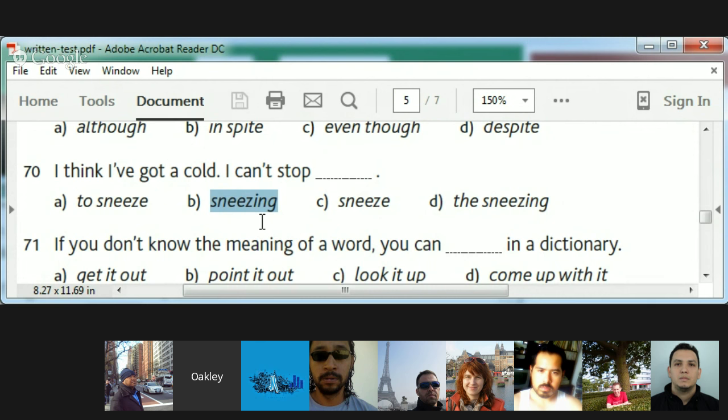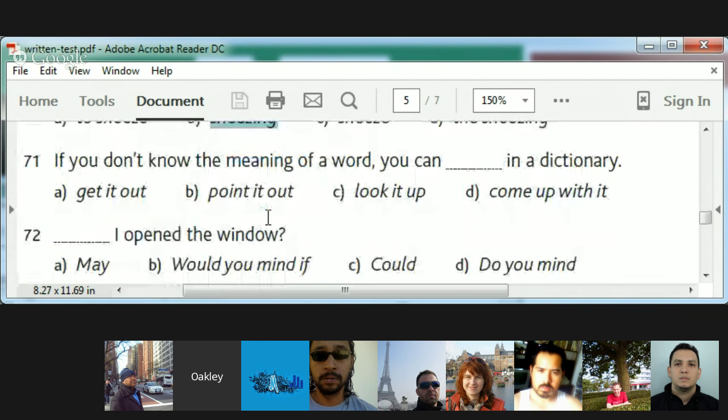Stop is another one where a gerund or an infinitive definitely changes the meaning. I can't stop swimming. My arms keep moving. I'm in the middle of the ocean. I can't stop swimming or I'll drown. I can't stop to swim means I can't stop doing what I'm doing on dry land in order to go swimming. Totally different meaning. Anyway, moving on.